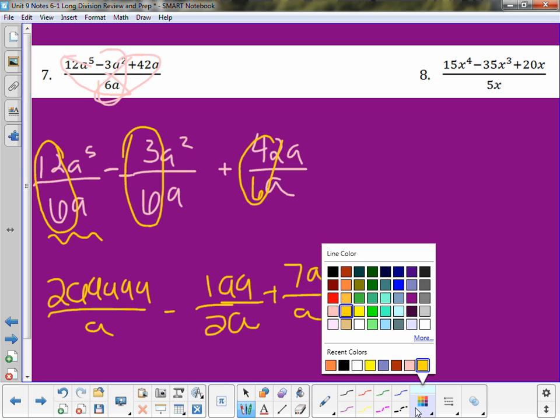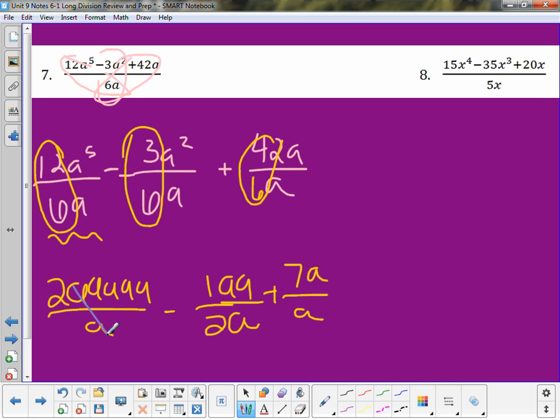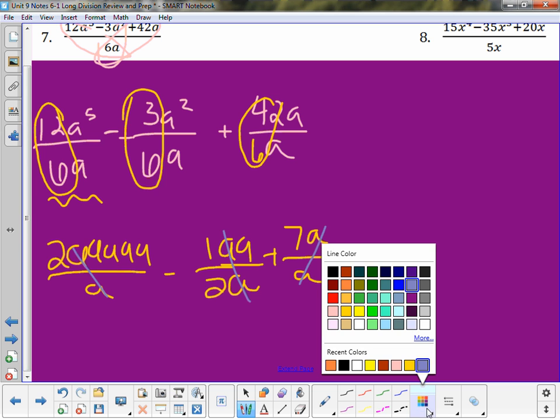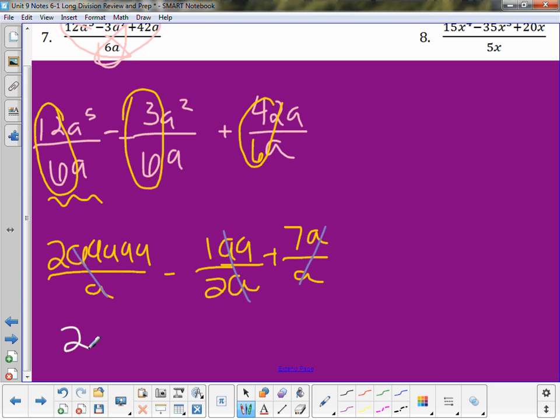So now I want to cancel out my overlapping a's. So those are going to cancel, those are going to cancel, and those are going to cancel. So in my first term over here, I have a 2, and then I have 1, 2, 3, 4 a's, so that's going to become a to the 4th. Minus, I have 1 a on top over here, and then a 2 on the bottom here.